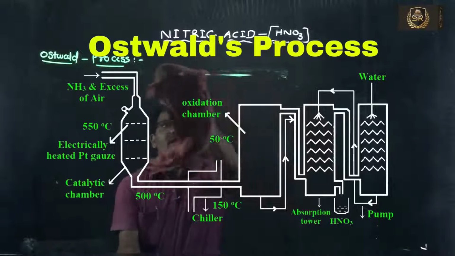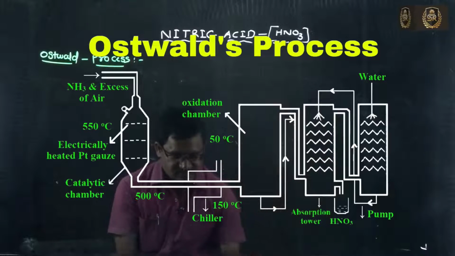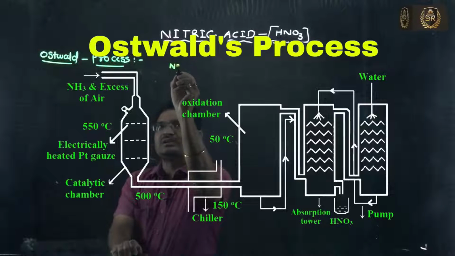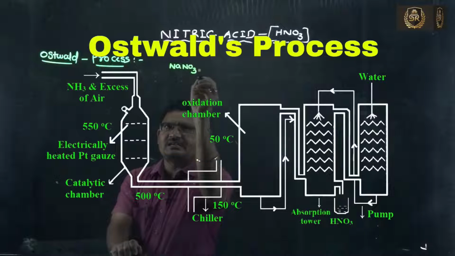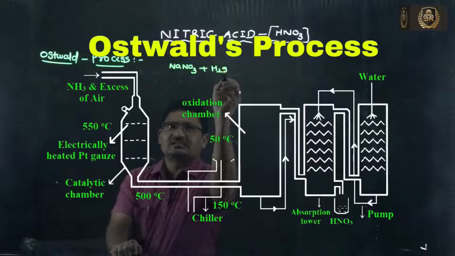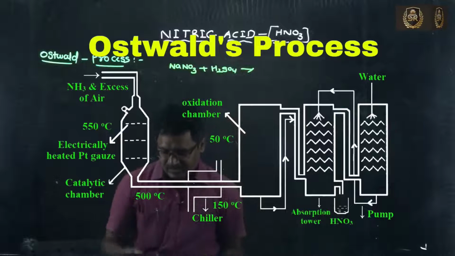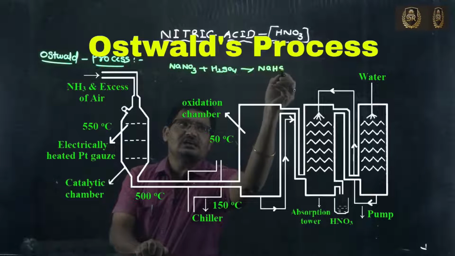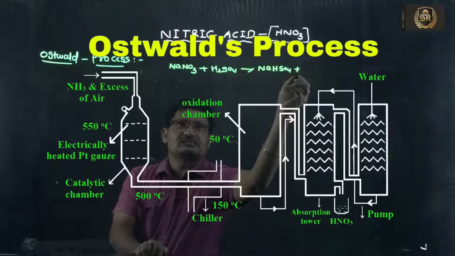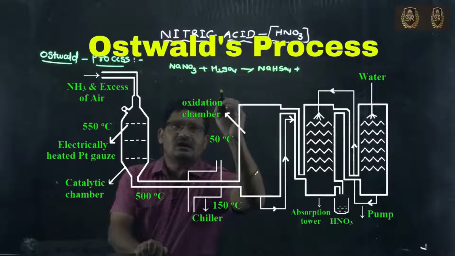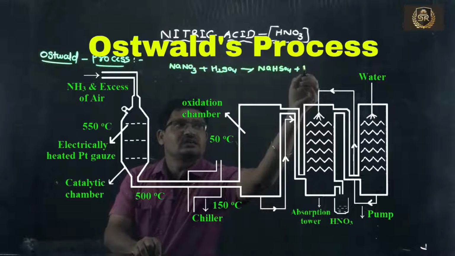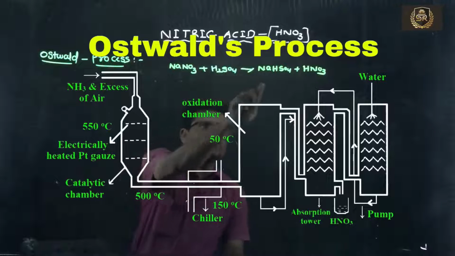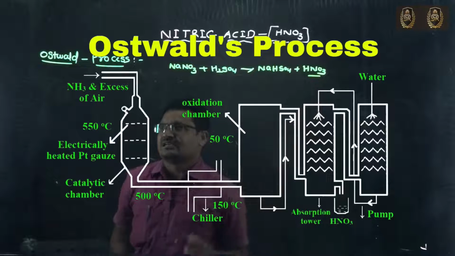NaNO3, sodium nitrate, reacts with sulfuric acid to get NaHSO4 plus HNO3 formed. So NaNO3 reacts with H2SO4 to get nitric acid, whose formula is HNO3.